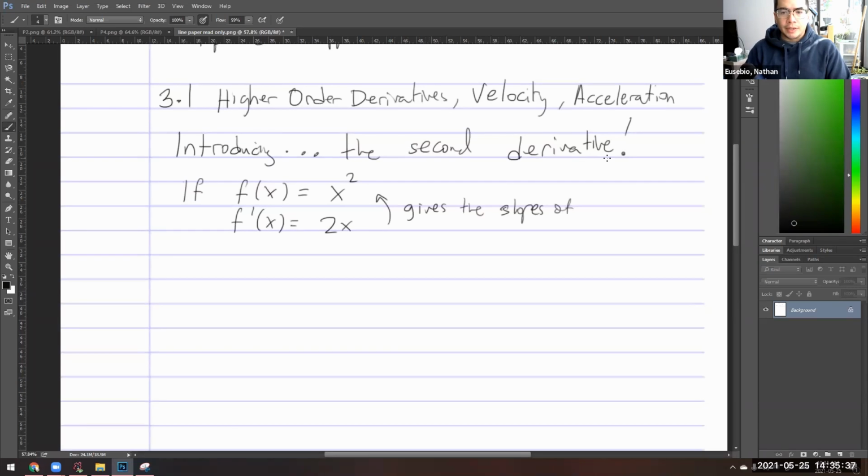The second derivative is the derivative of the derivative. So we just keep going. We take the derivative one more time. The second derivative should give you the slopes of the first derivative. The mechanics of finding the second derivative aren't that much different, right? Like derivative of 2x is just 2.